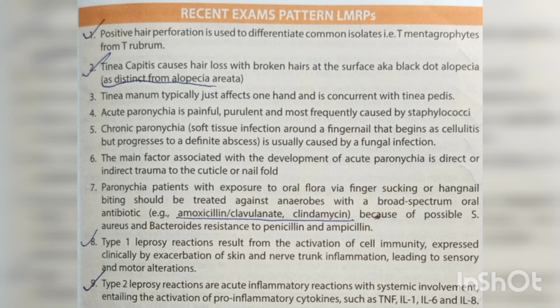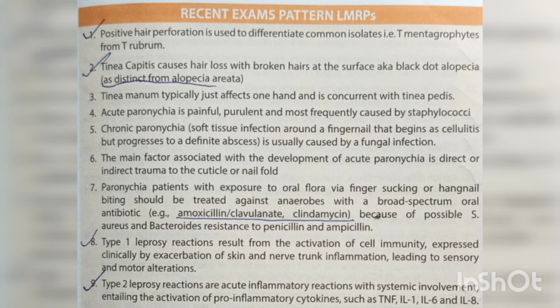Tinea capitis causes hair loss with broken hairs at the surface, also known as black dot alopecia, as distinct from alopecia areata. Tinea manuum typically affects just one hand and is concurrent with tinea pedis. Acute paronychia is painful, purulent, and most frequently caused by staphylococci. Chronic paronychia, a soft tissue infection around a fingernail that begins as cellulitis but progresses to a definite abscess, is usually caused by a fungal infection.